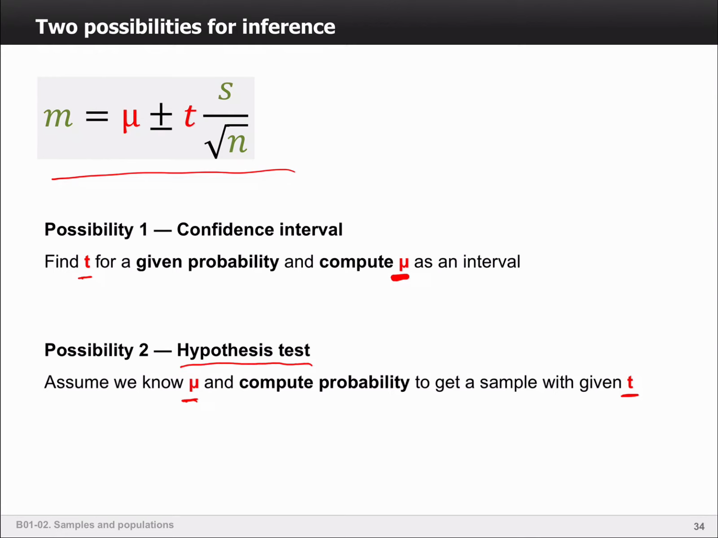So when you find t and estimate mu, it's a confidence interval. If you know mu and you estimate t, it's a hypothesis test. But both are based on the same thing. They are based on the theoretical distribution of your statistic. In this case, it's a distribution of average values.